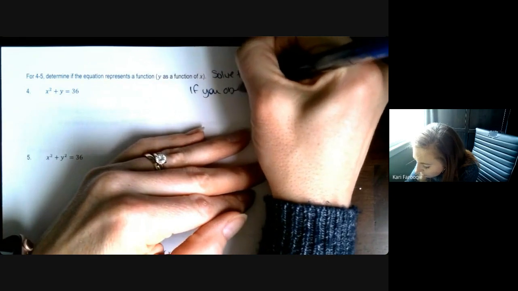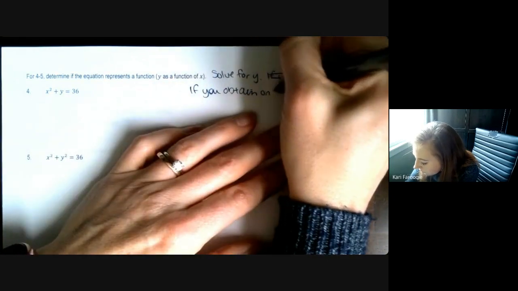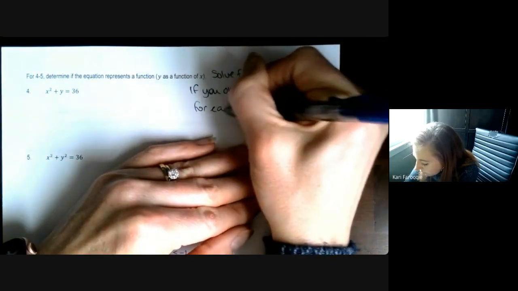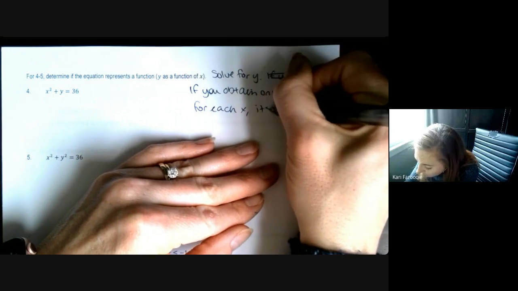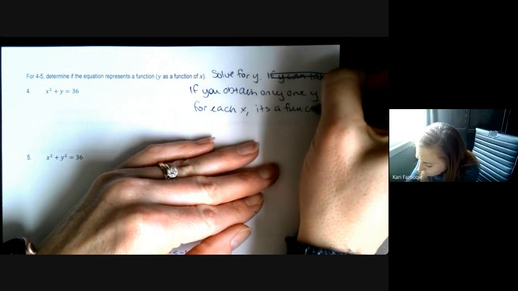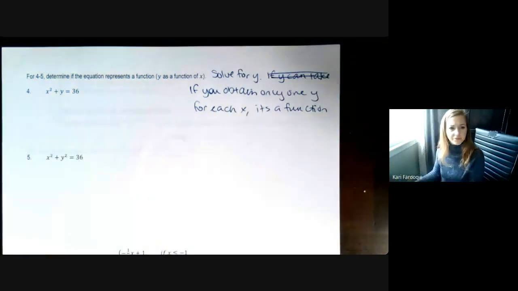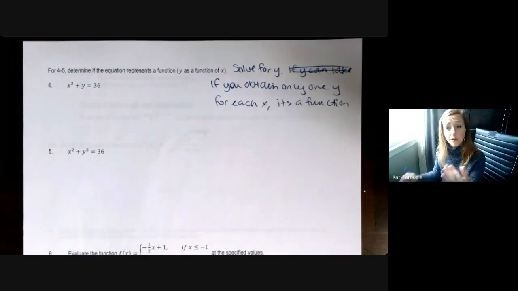If you obtain only one y for each x, then it's a function. And if you're kind of like, okay, that didn't really clear it up at all for me, well, I'm going to go through these examples, and I think it'll make sense to you after I finish these two examples.